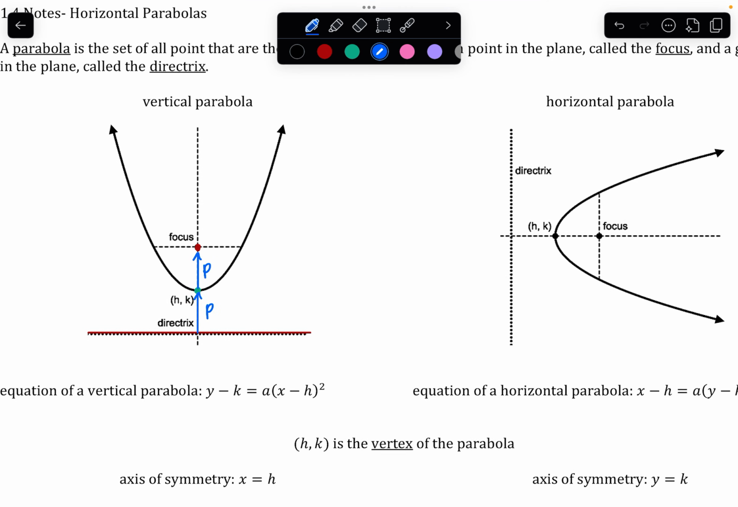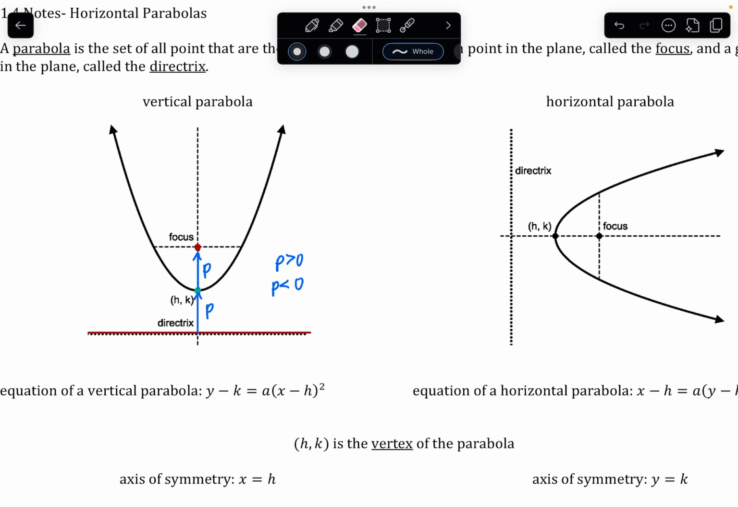So when your p-value is positive, your parabola is opening up. When your p-value is negative, that means it's opening down. That means your focus is here. And here your focus is above.